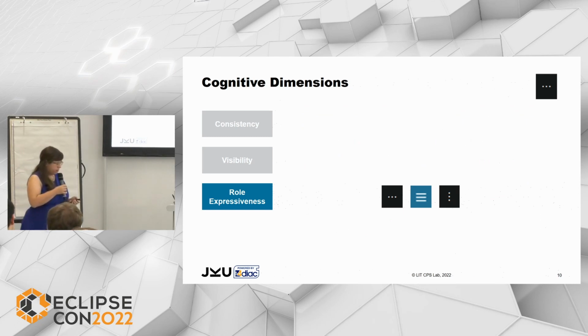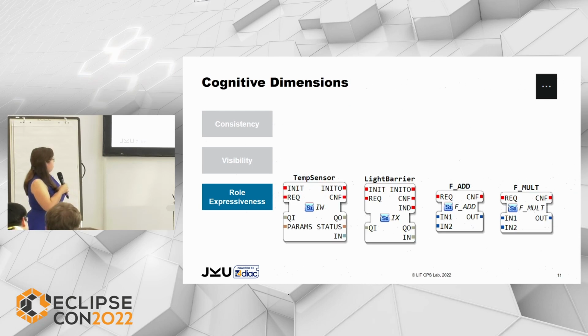Another dimension that I would mention is role expressiveness. For the different kinds of burger menus, you could say that the one with three lines has maybe the best role expressiveness, meaning the button shows its role, so it visually represents what it's going to do. To me, this looks most like a menu. Of course, that could be a matter of taste.